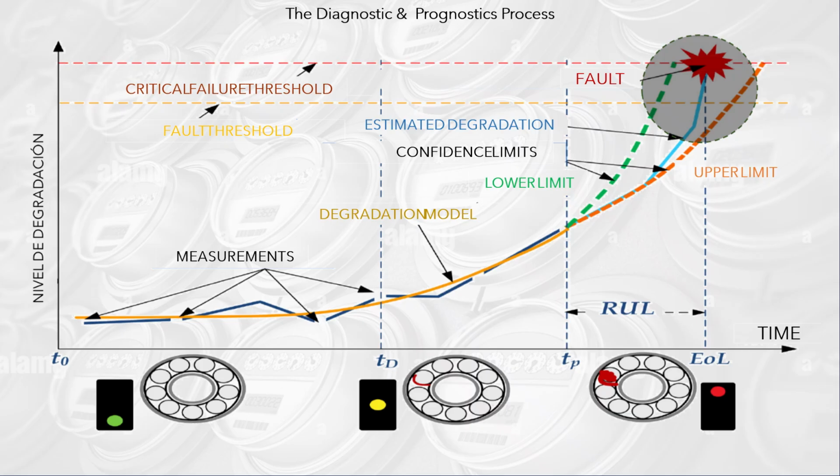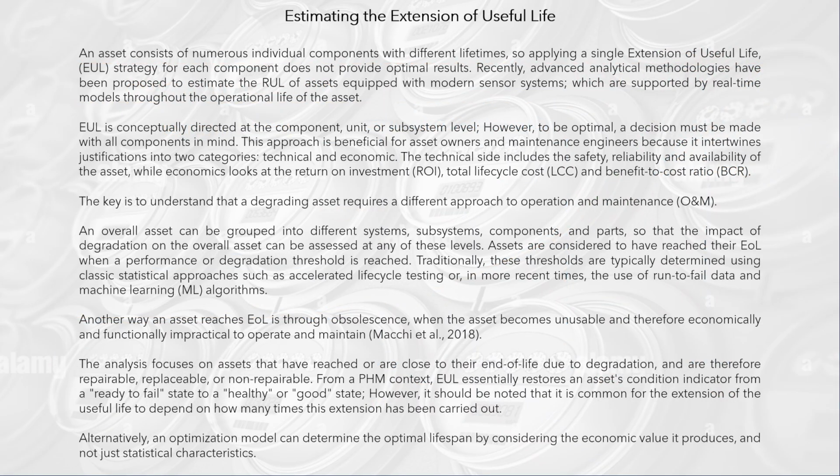An asset consists of numerous individual components with different lifetimes, so applying a single extension of useful life, EUL, strategy for each component does not provide optimal results. Recently, advanced analytical methodologies have been proposed to estimate the RUL of assets equipped with modern sensor systems, which are supported by real-time models throughout the operational life of the asset. EUL is conceptually directed at the component, unit, or subsystem level. However, to be optimal, a decision must be made with all components in mind.